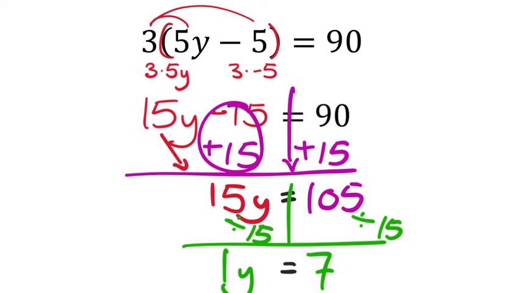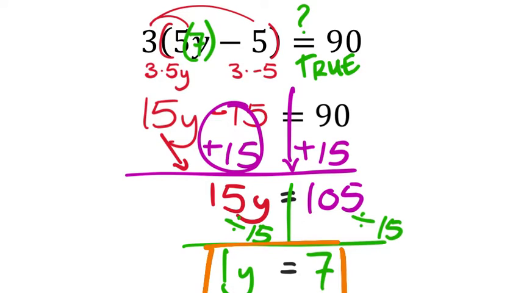Now the last thing I'm going to do here is just say, well, is 7 actually the answer? Well, I'm going to take the y, I'm going to replace it with 7, and I'm going to see if that gives me a true statement. So in my calculator, 3 parentheses, 5 times 7, minus 5, close parentheses. I push enter, I see 90, it gave us a true statement. And now I know for sure that if you were to replace y with 7, you do get a true statement. That's my solution.